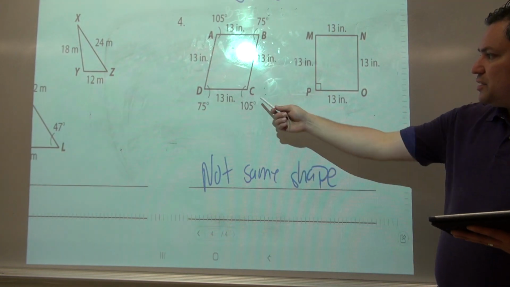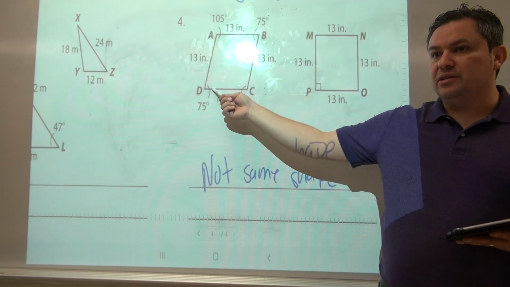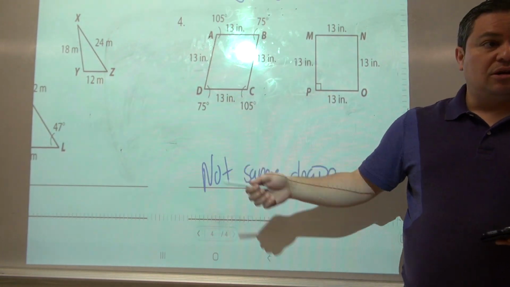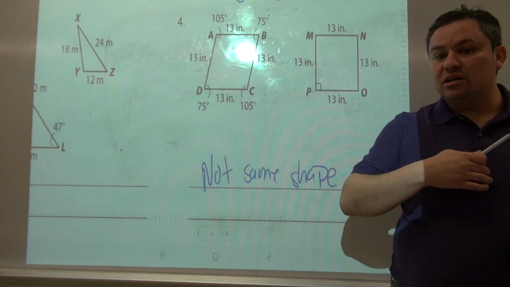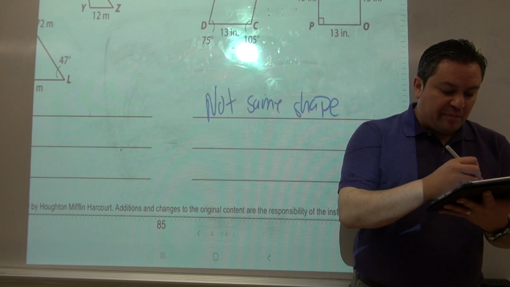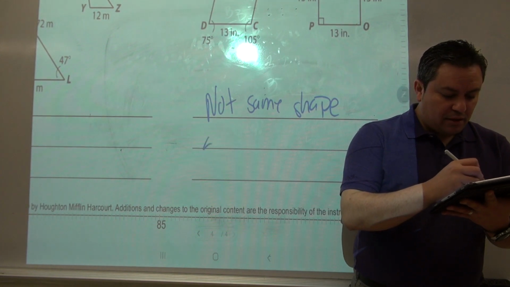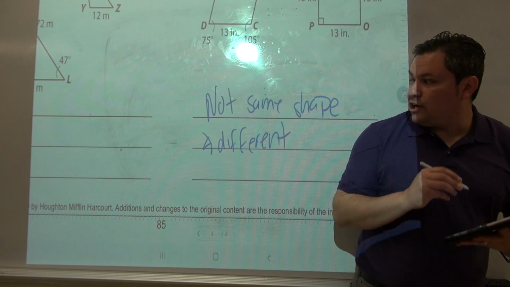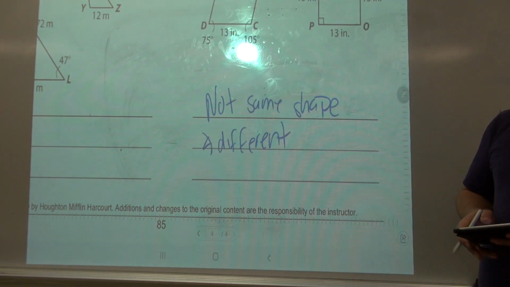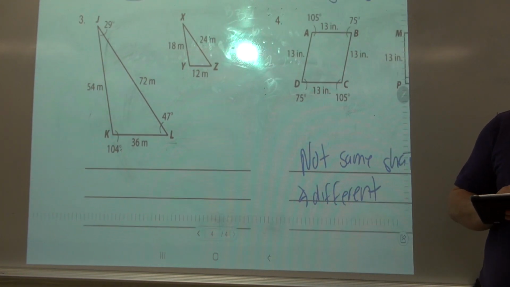So, what about this one? This is not 90. Just to start with, you can look at the angles. You can look at the shape. It's not the same shape. The angles are not the same. Therefore, it's not similar, not the same angles. The angles are different. Any questions on that one?